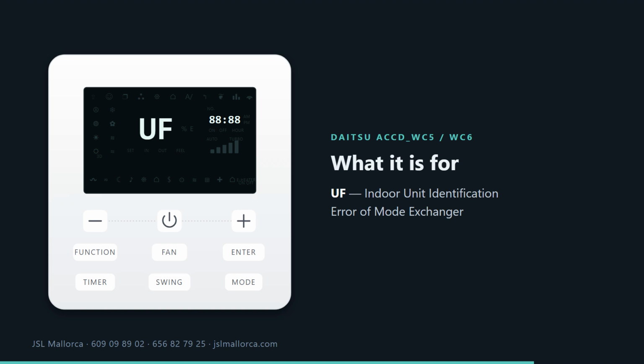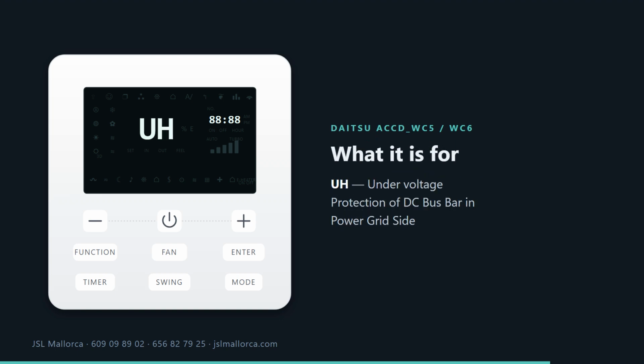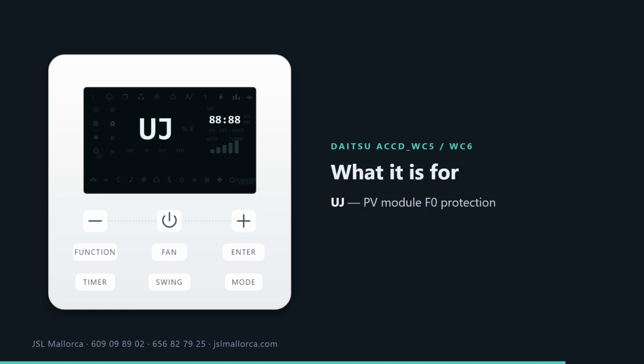Code UF. According to the manufacturer, indoor unit identification error of mode exchanger. Code UH. According to the manufacturer, under voltage protection of DC bus bar in power grid side. Code UJ. According to the manufacturer, PV module F0 protection.